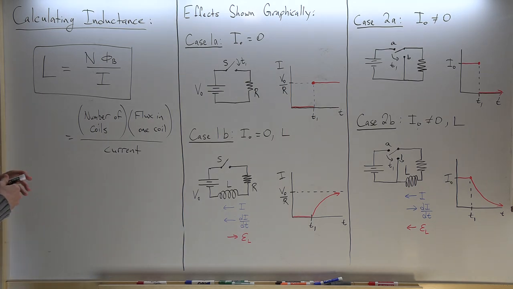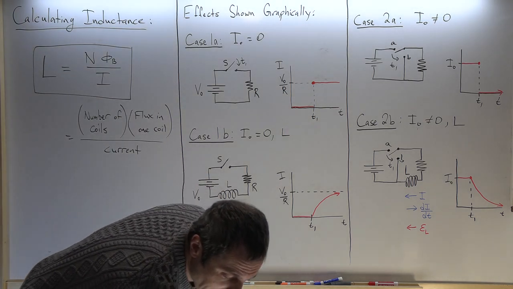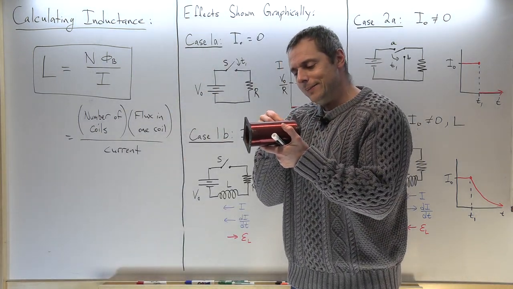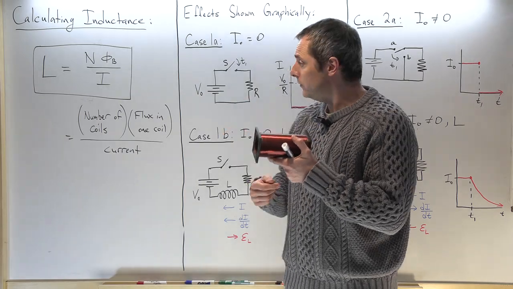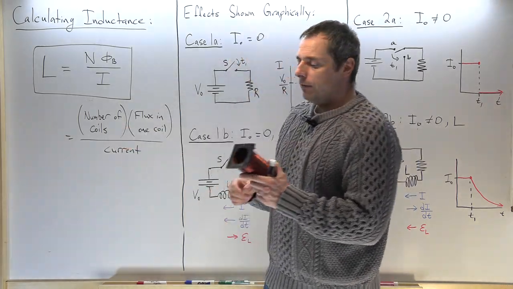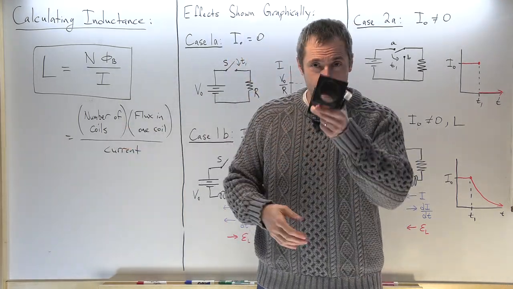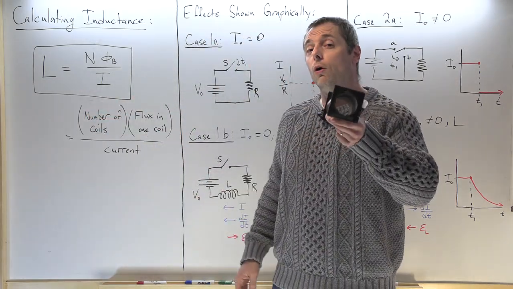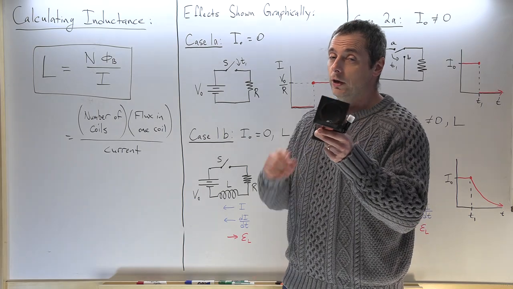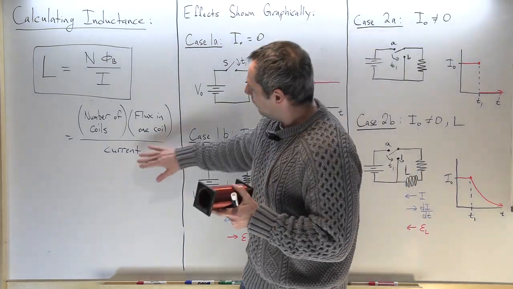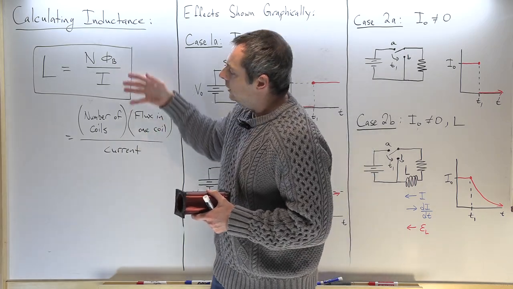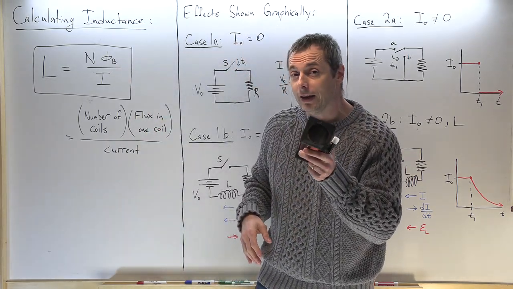So that's what the formula is. It's the total number of coils. What I would have to do, which would be pretty tedious, is count up how many times this wire wraps around this solenoid. That would be N. Calculate the flux through the solenoid through one of the coils. So that'd be like the total flux through all the coils in the solenoid or the inductor, and divide by the current. It's basically like, you could think of it as, how efficient is this at creating magnetic flux?